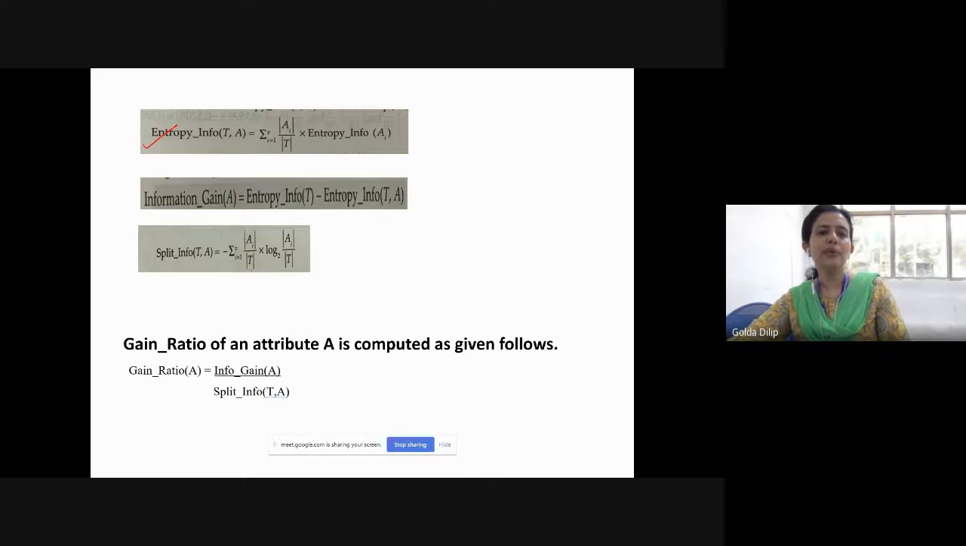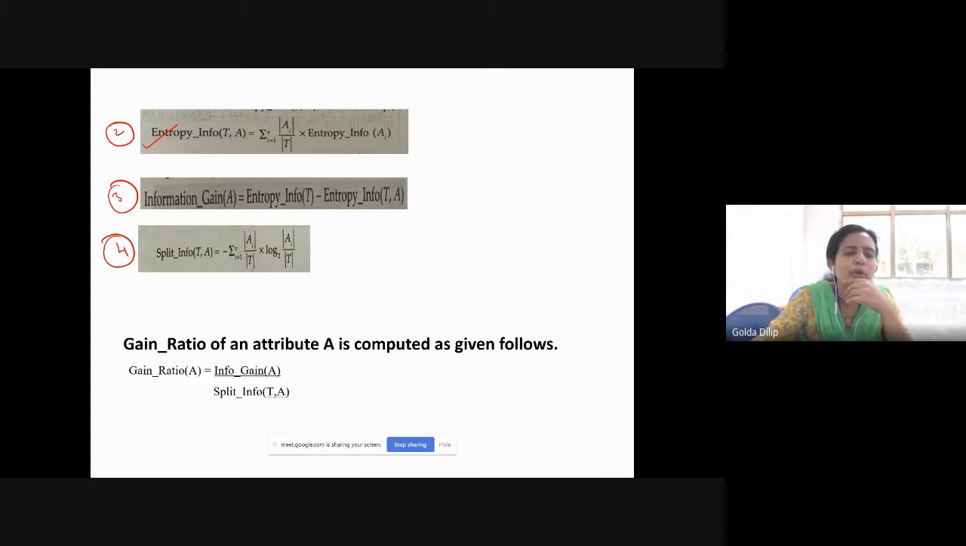The entropy information equation is the same as ID3. Then this is the entropy information equation for each and every attribute. With the help of that, you compute the information gain. Information gain is equal to the entropy information of the target attribute minus the entropy information for the individual attributes. You compute the information gain. Now we are trying to normalize it.